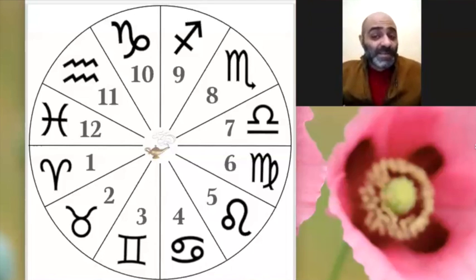So the sixth house is basically the house of disease. Difficulties in the sixth house can show physical disorders, depending on the nature of the planet that is afflicting the sixth house.